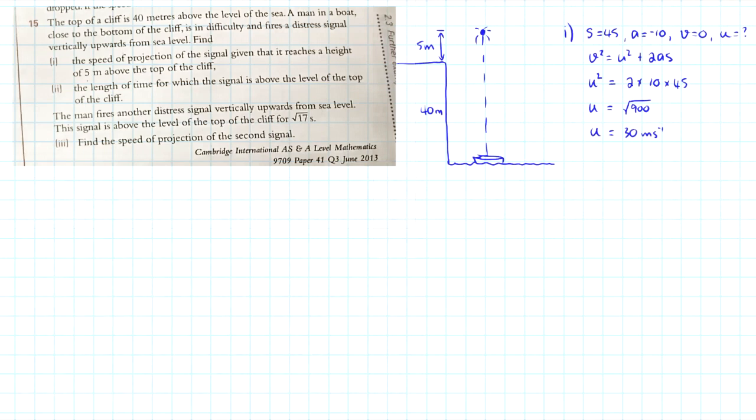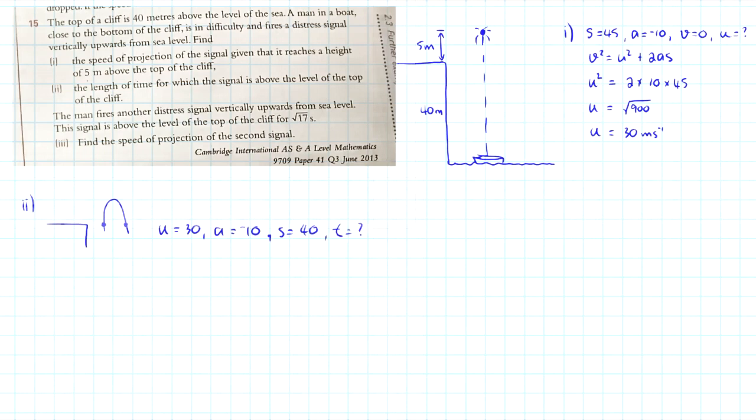For part 2, we're trying to find the length of time where it is above the top of the cliff. What's actually happening here is at the top of the cliff, it's going to go up and then come back down. So we want the length of time between those 2 points where it goes up and comes back down. Right, well, this actually is not that complicated. We know that's 40 meters above where it started. And now that we know the initial velocity is 30 and acceleration is negative 10 meters per second squared, we know that the displacement is going to be 40, and we're trying to find time.